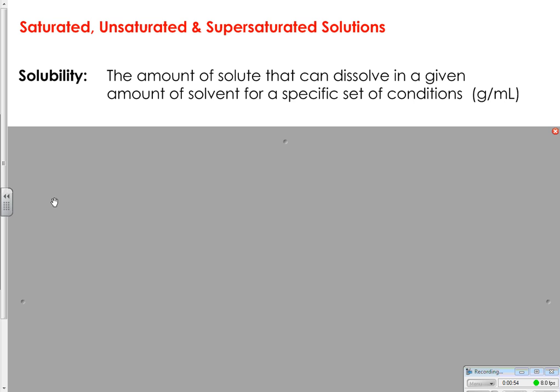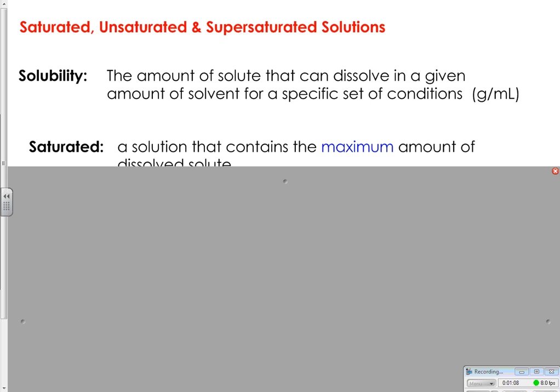So we could look up the solubility. We could look up how many grams of NaCl would dissolve in 100 milliliters of water, for example. And it would vary depending on temperature. Now I want you to keep that in mind as we talk about all these other terms.